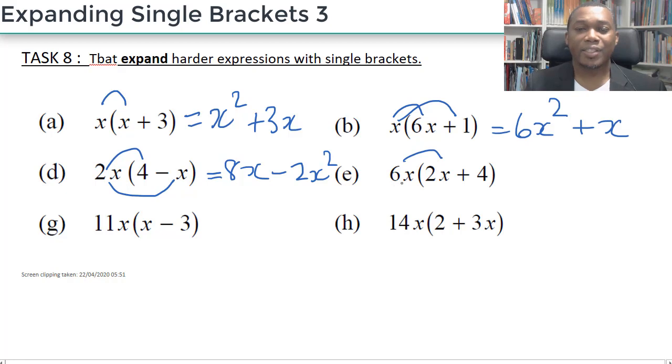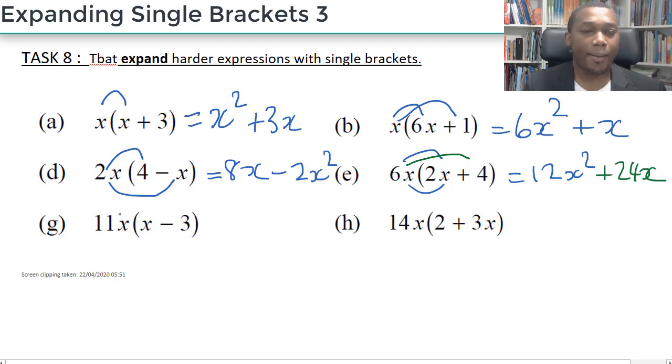For E, 6x multiplied by 2x. What's 6x multiplied by 2x? 6 2s are 12. x times x is x squared. So we're getting 12x squared. And then when we do the 6x multiplied by positive 4, we get plus 24x.